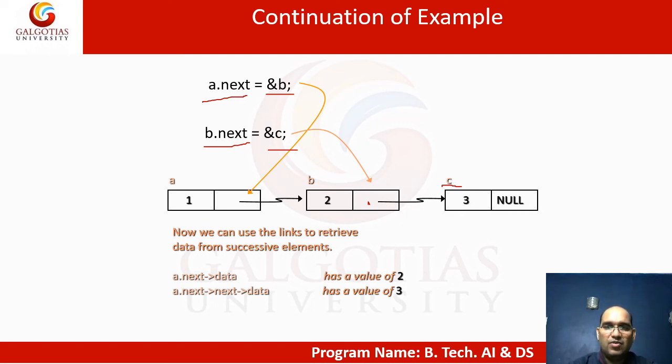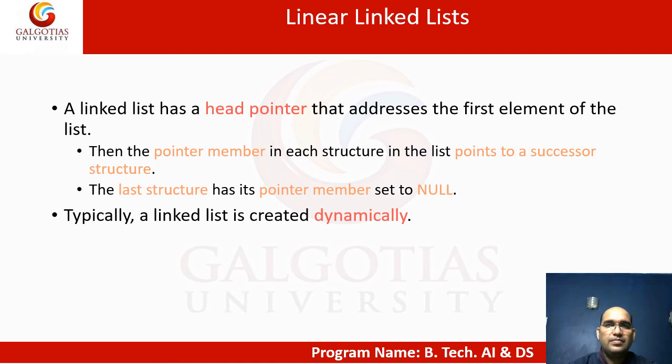If you want to access all the elements, suppose this list is very long, we can access the data after node A. We can go to B by using this address. Then at B we can access the next node using the address of C, and so on. A linear linked list has a header pointer that addresses the first element of the list. Then the pointer member in each structure is the list pointer to the successor structure. The last structure has its pointer member set to null. Typically a linked list is created dynamically.